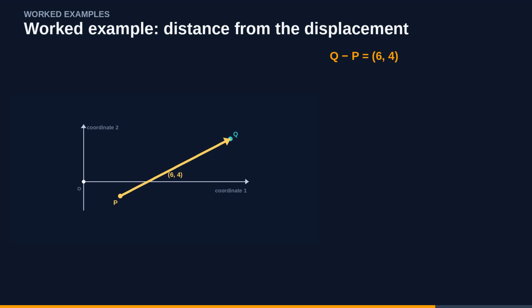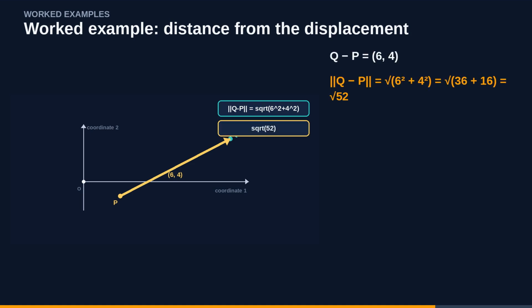Turn 6, 4 into a length. The distance from P to Q is the length of that displacement vector. The square root of 6 squared plus 4 squared. 6 squared is 36, 4 squared is 16, and 36 plus 16 is 52. So the length is the square root of 52, which simplifies to 2 root 13, about 7.21. The distance from P to Q is 2 root 13, about 7.21.